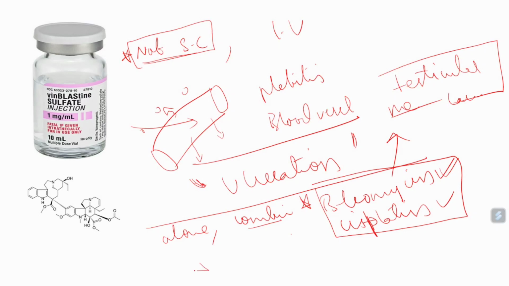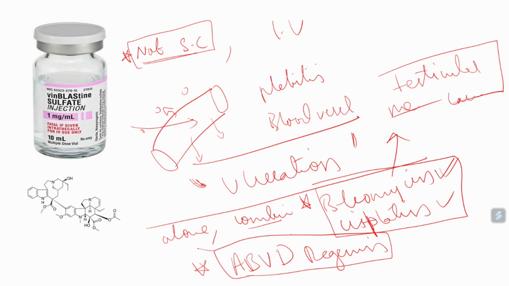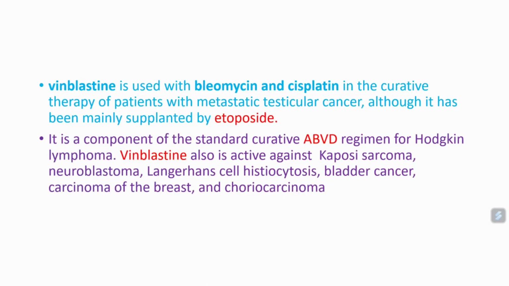And another very important point, always remember, vinblastine is a component of the ABVD regimen. About all these regimens, I will try to explain. We have different regimens, and ABVD is one of them. In that, vinblastine is one of the examples. Just now I explained, vinblastine is used with bleomycin and cisplatin, particularly in metastatic testicular cancer.